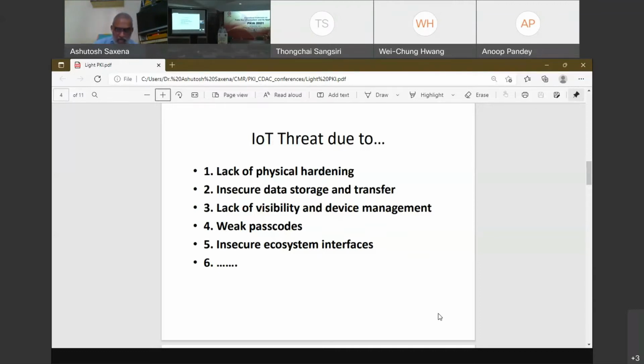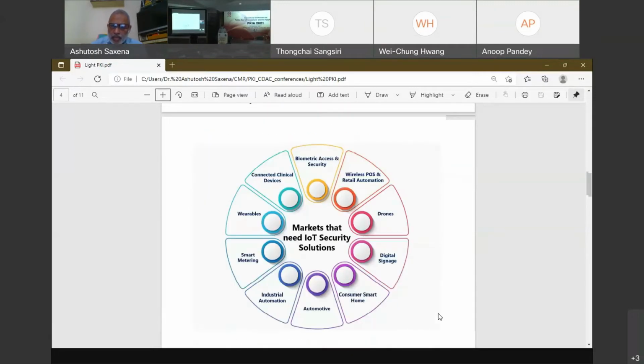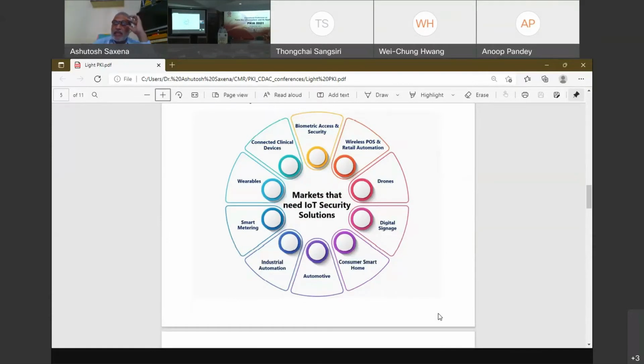So the types of threats are hardening, insecure data storage, the transfer of data from device to device, the lack of visibility in device management, weak passcodes, insecure systems, and the list goes on. Why will these threats arise? As we have seen at that time, can we survive without PKI? The answer was typically no, because PKI at that point in time was nurturing, and now it has come as an open standard being adopted by various countries.